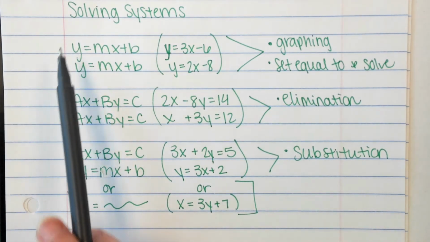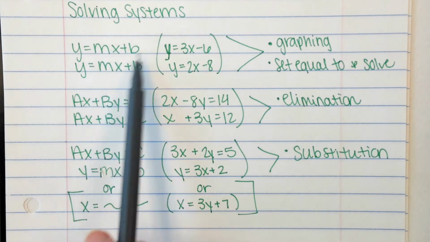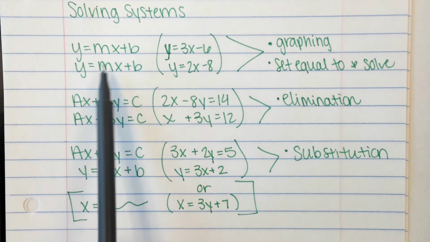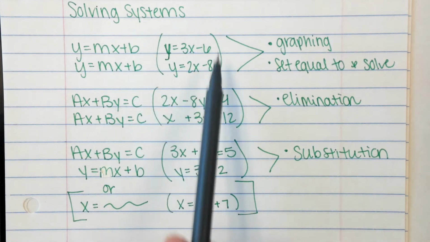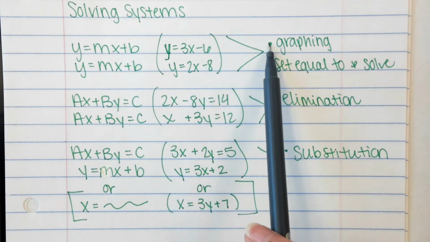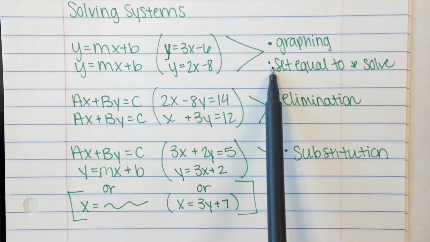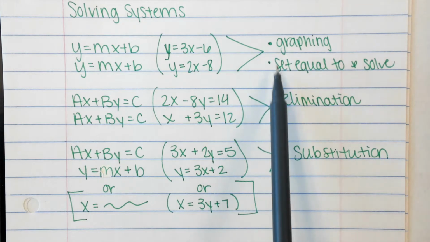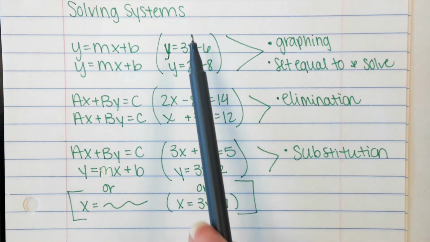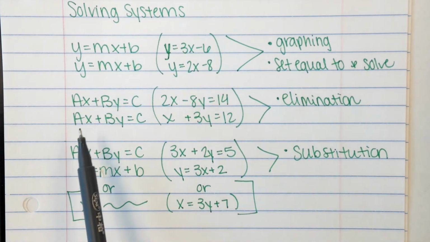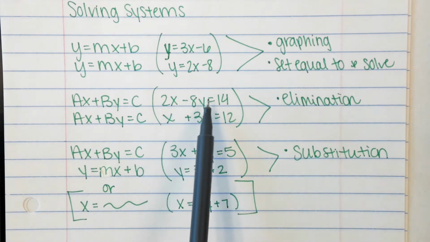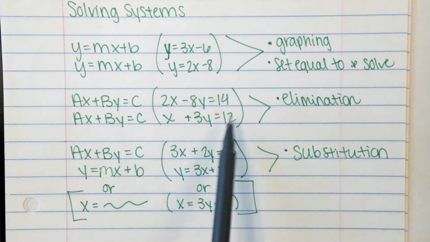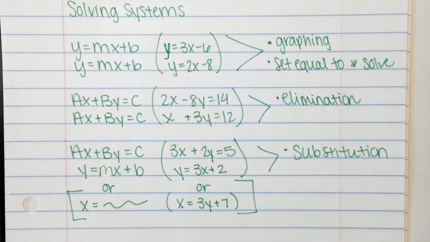So if you have two equations that are y equals, okay, like they might be in slope-intercept form, and those are just examples. Like here, y equals 3x minus 6 and y equals 2x minus 8. Those are both in y equals form. So the easiest thing to do here would either be graphing or set them equal to each other and solve. Okay, so those are the two methods that would be easiest when your system looks like this. If both of your equations are in standard form, okay, here's some examples. 2x minus 8y equals 14, x plus 3y equals 12. If they're both in standard form, elimination is the easiest to solve them algebraically.